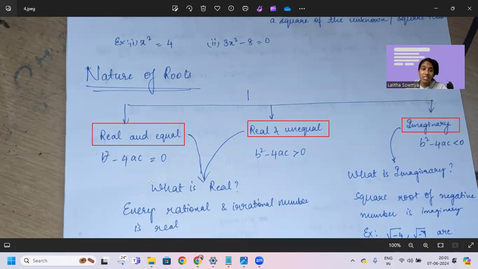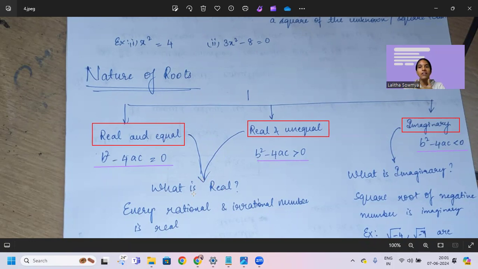So if b square minus 4ac is equal to 0, then they are real and equal. If b square minus 4ac is greater than 0, they are real and unequal. And if b square minus 4ac is less than 0, it is imaginary. Now, ma'am, what is real and what is imaginary? Let's go ahead and understand that.